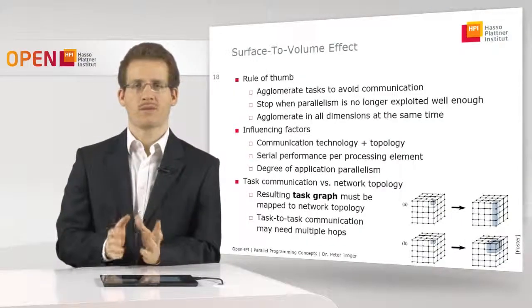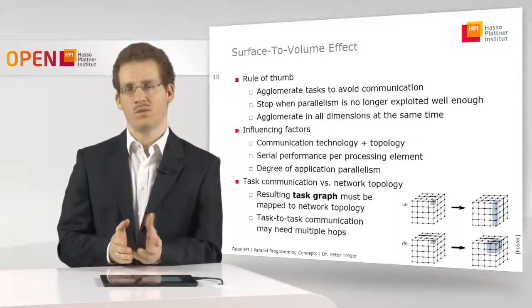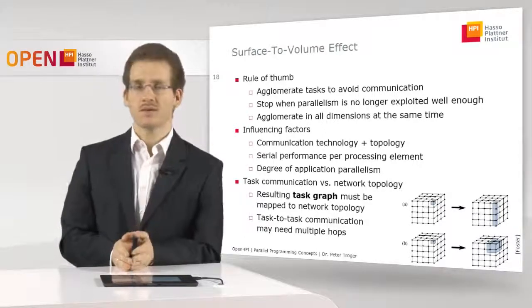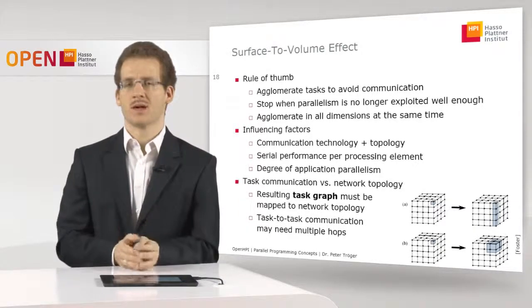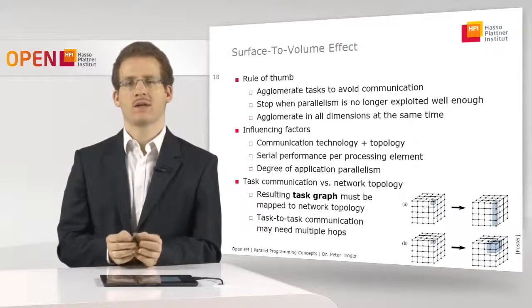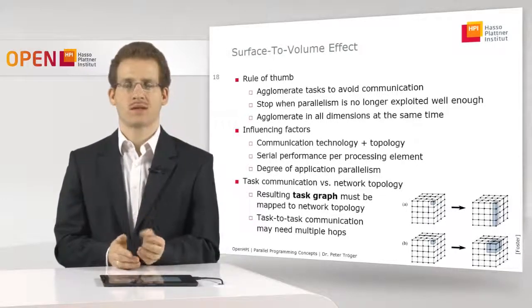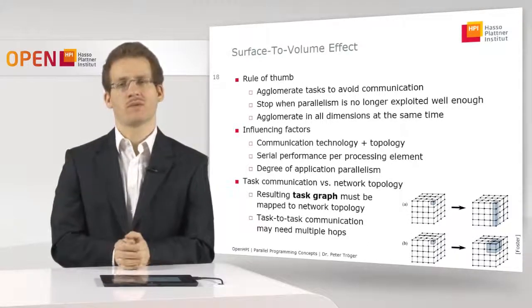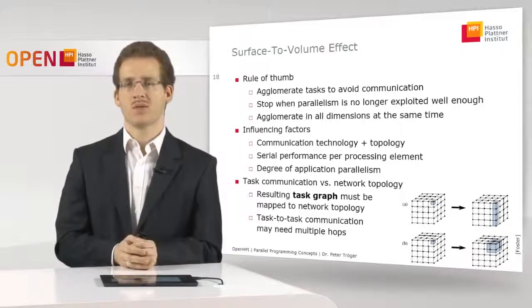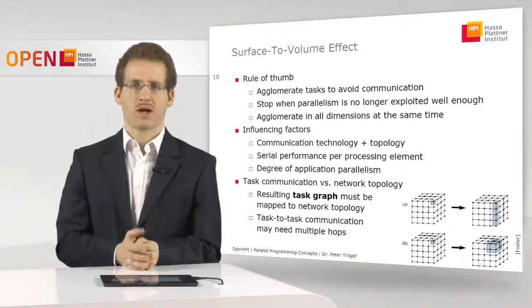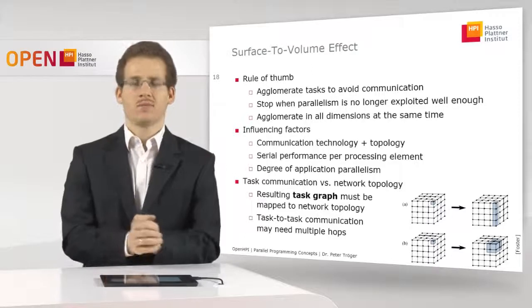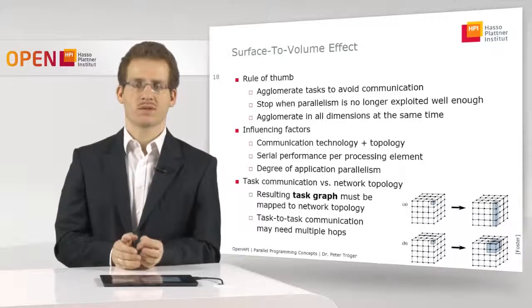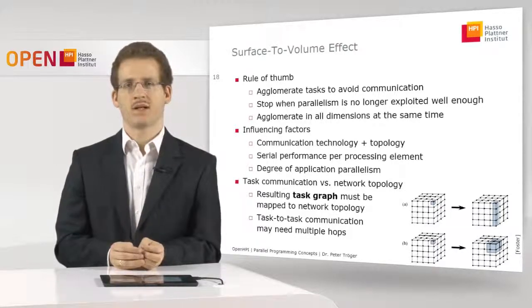So the rule of thumb with the surface to volume effect that we would like to recommend to you is that if you target a shared nothing environment, then the situation in practice is that you typically have a cluster, and each of the cluster nodes has multiple cores. So you have a bunch of shared memory systems, parallel shared memory systems, interconnected by some network. So you end up with something like a hybrid of shared memory systems being put together as a bigger shared nothing system.